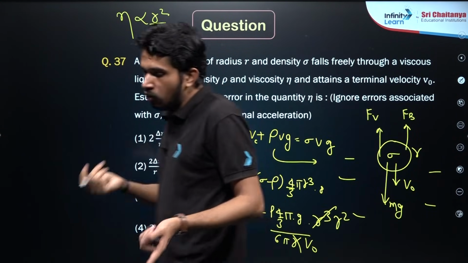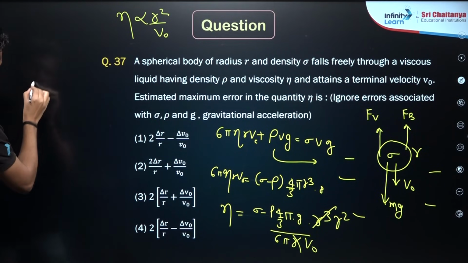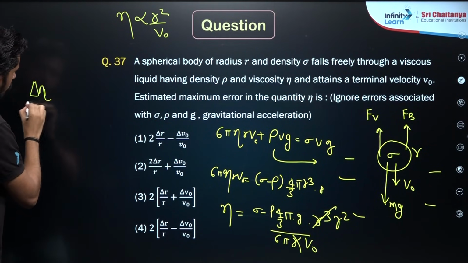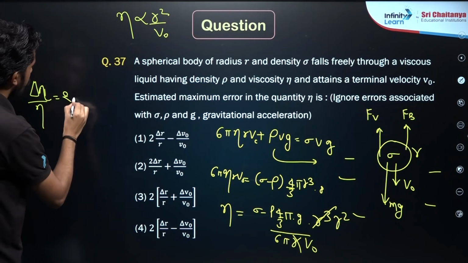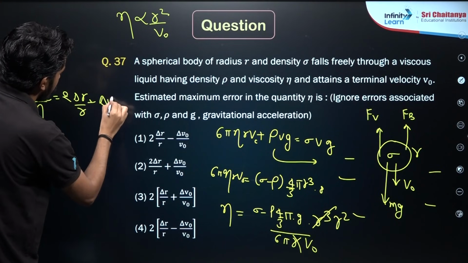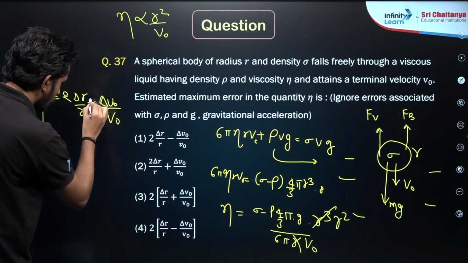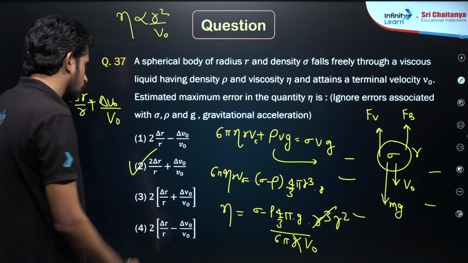Okay, now maximum error. So maximum error would be twice of delta r by r plus delta v naught by v naught. Simple. So option number 2.